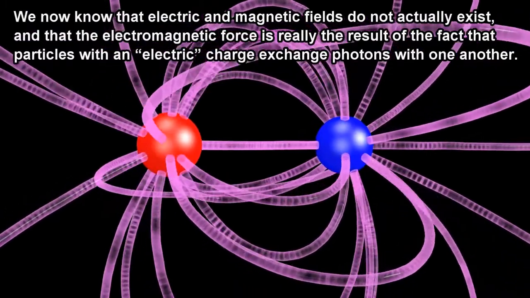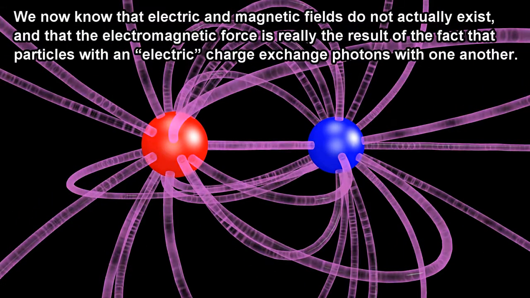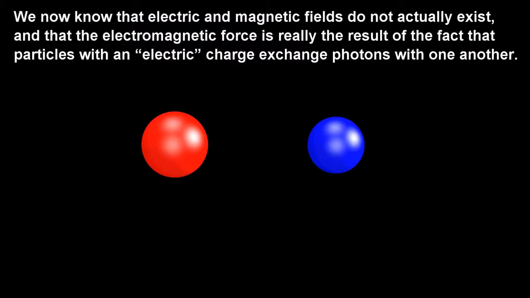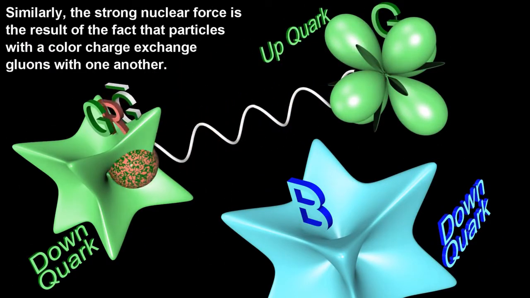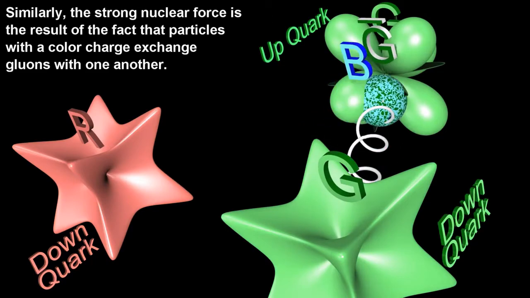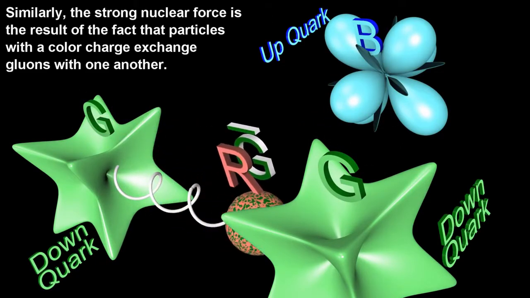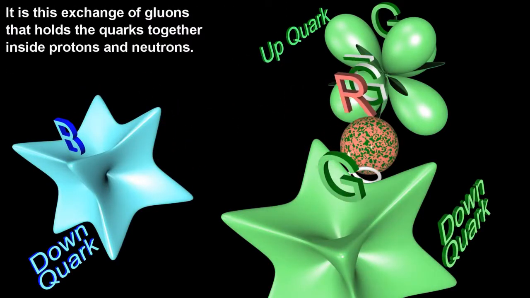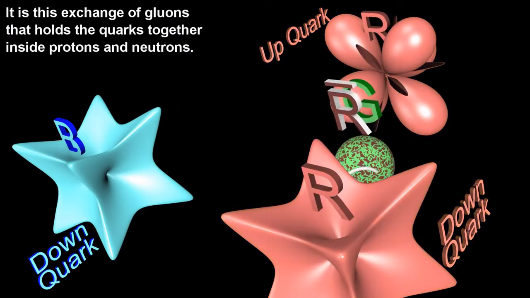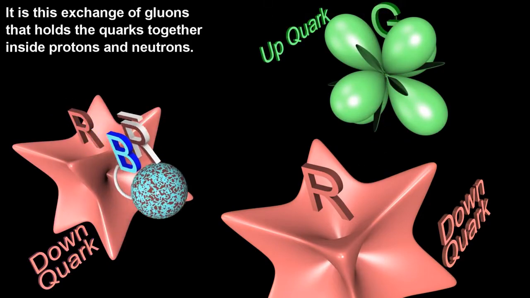We now know that electric and magnetic fields do not actually exist, and that the electromagnetic force is really the result of the fact that particles with an electric charge exchange photons with one another. Similarly, the strong nuclear force is the result of the fact that particles with a color charge exchange gluons with one another. It is this exchange of gluons that holds the quarks together inside protons and neutrons.